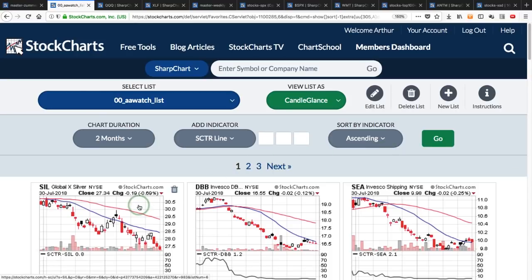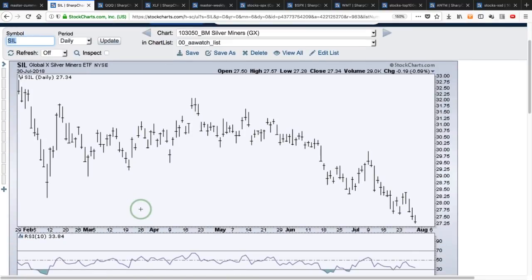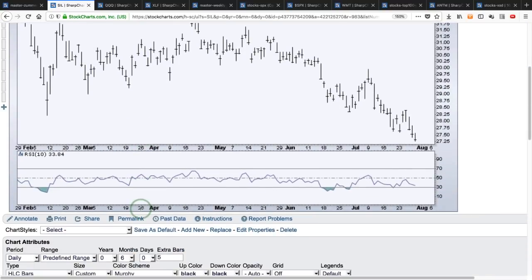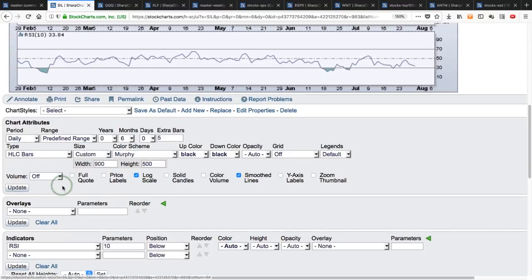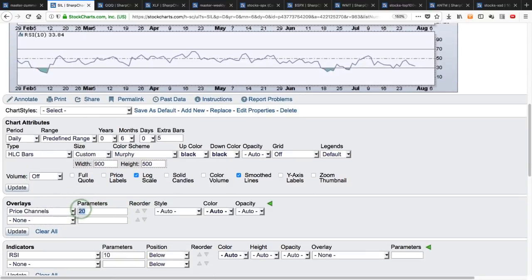So if I click on one of these charts, I'll get my chart that I normally see when I click on any of these charts. And what if I want to add a price channel to that? So if I go to overlays, I click price channels, and I'm going to click 255 days because that is about 1 year. So I can see when we're making a 1 year high or low.